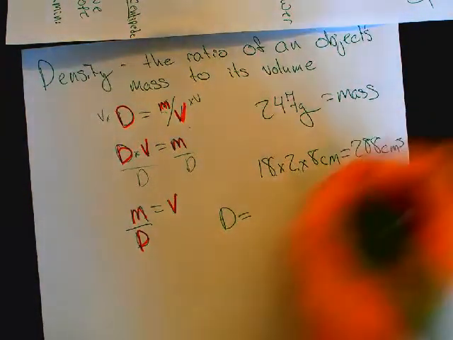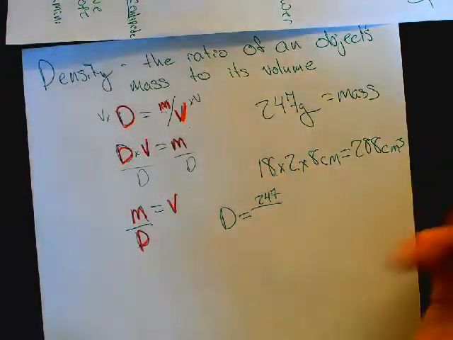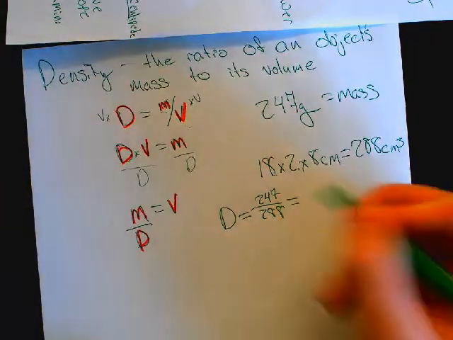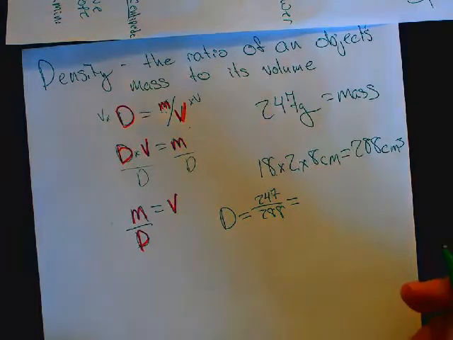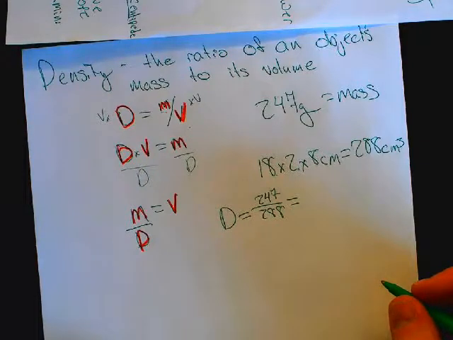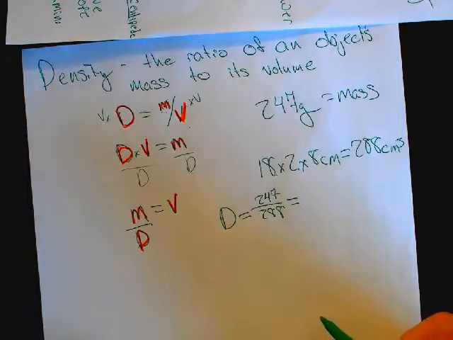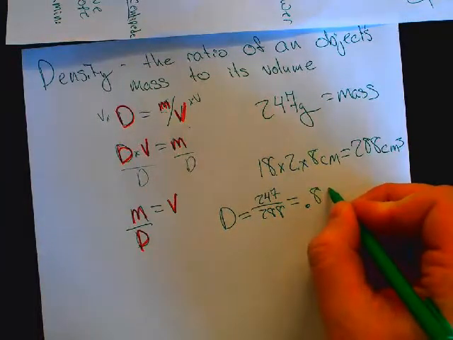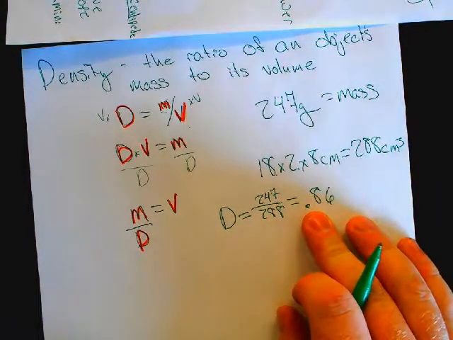D equals mass, 247, over volume, 288. And I can calculate that to find the density of my calculator. What is the density of my calculator based on that? I see calculators around there, so somebody do the math real quick. What'd you get? 0.86? Anybody agree? I got 2 thumbs up.